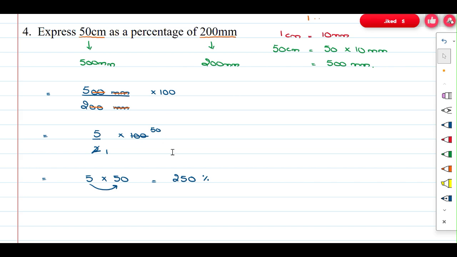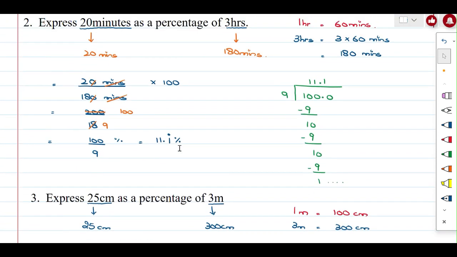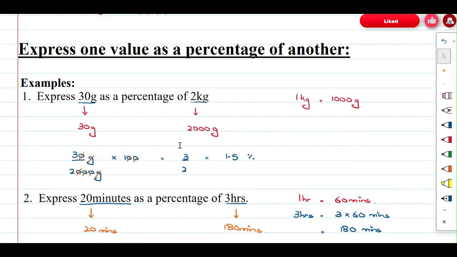All right, with the help of these four examples, I hope you understand how we express one value as a percentage of another value. In these questions, the main concept is to make both the quantities in the same units. Both should be in grams or both should be in kilograms. The first thing should be in the numerator, the second thing should be in the denominator, and whenever it is a percentage, multiply by 100 and the answer should be in percentage form.